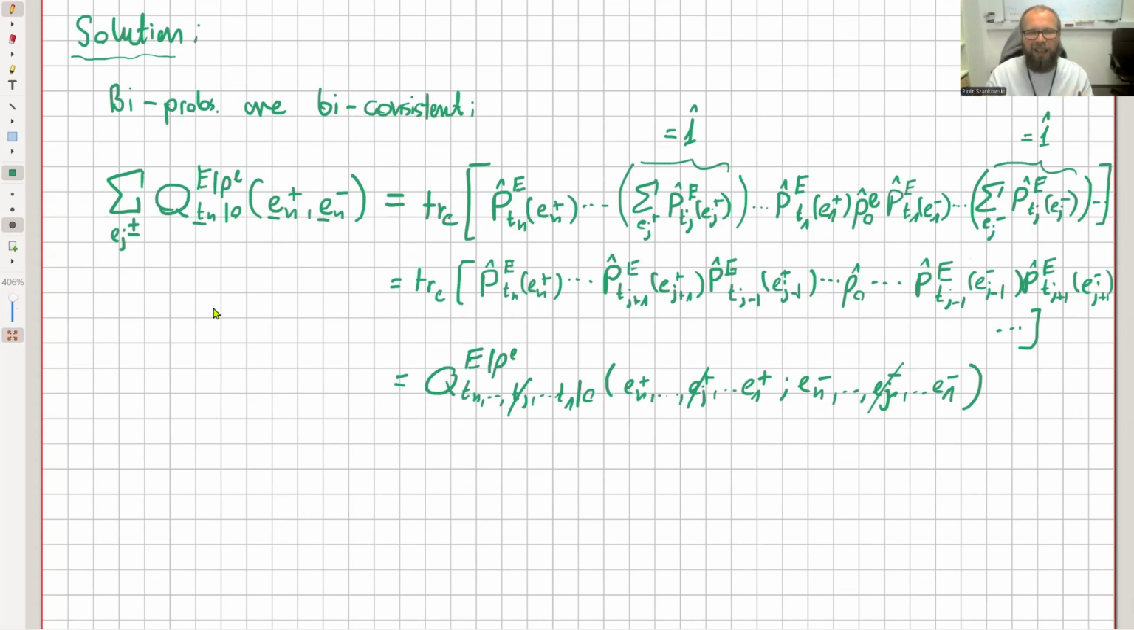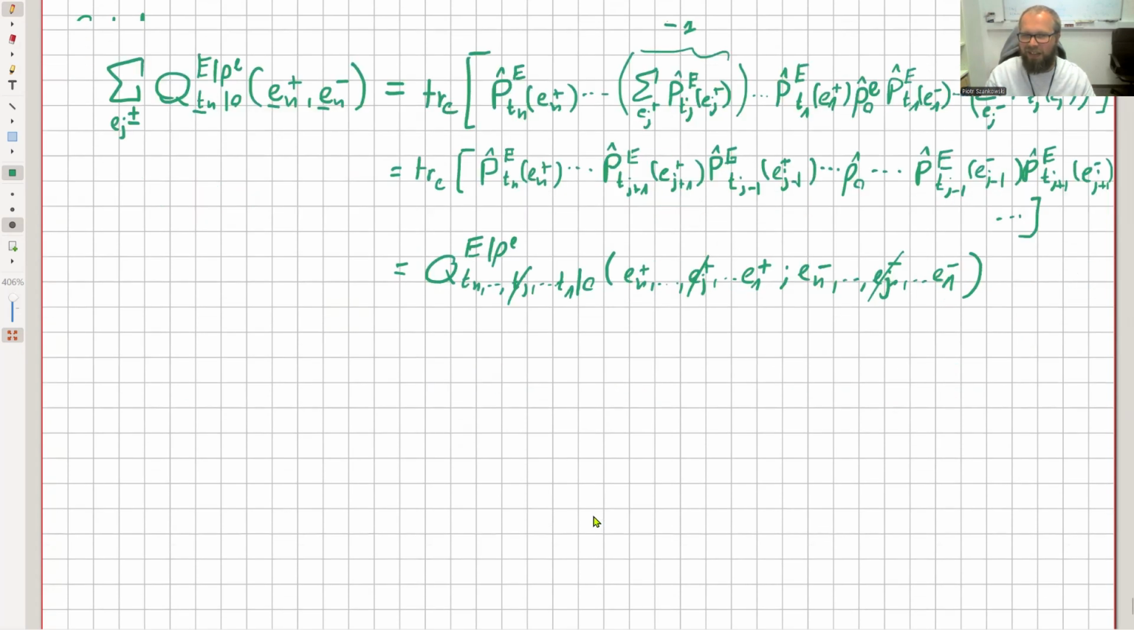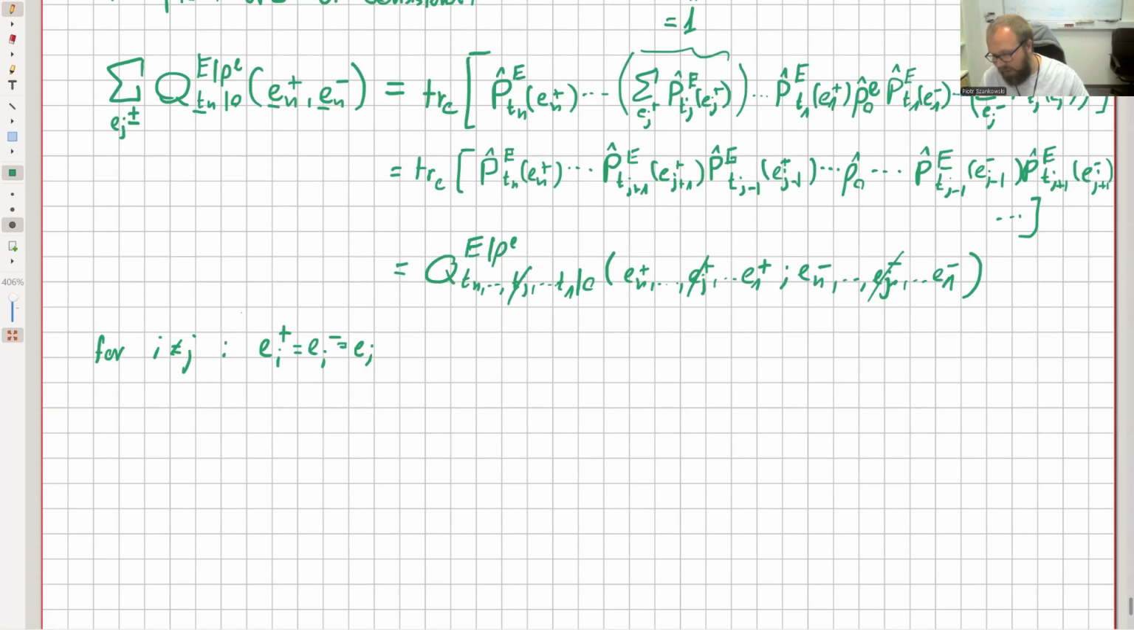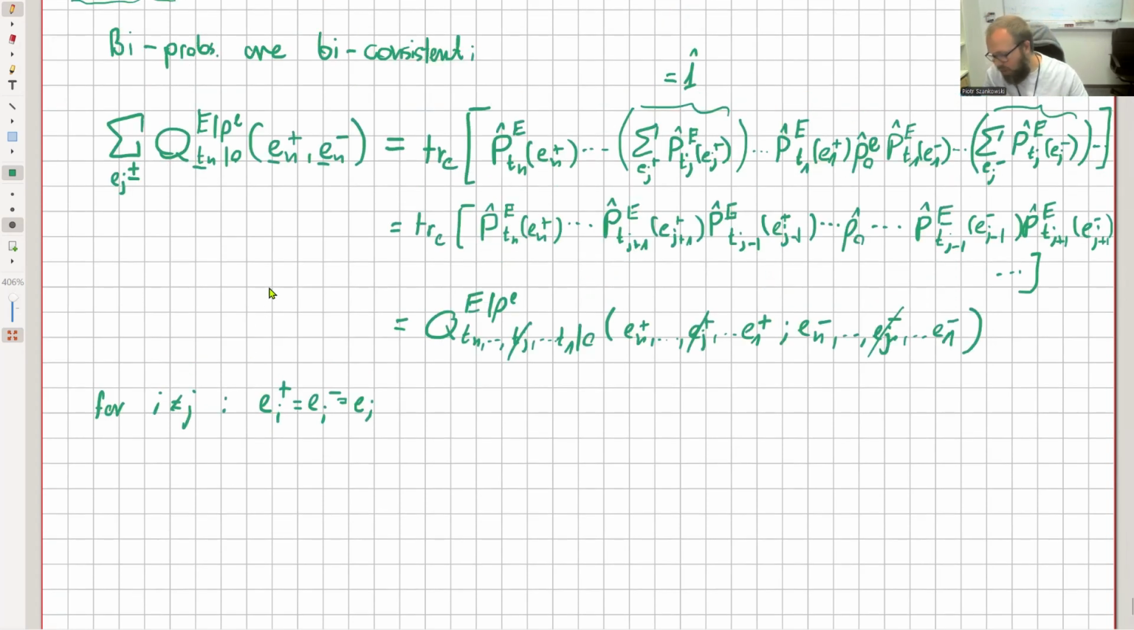So in particular, we can take this equality and set all the arguments to be equal to each other. Essentially to take the diagonal part of this guy here, right? So for i not equal j, we take ei plus equal ei minus equal ei. Okay, we set them to be equal.